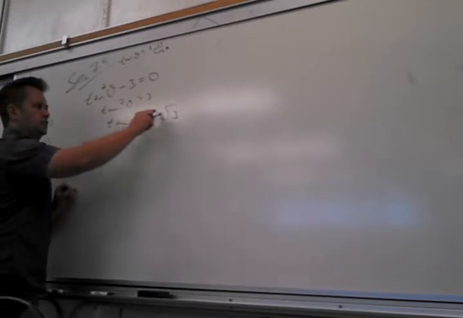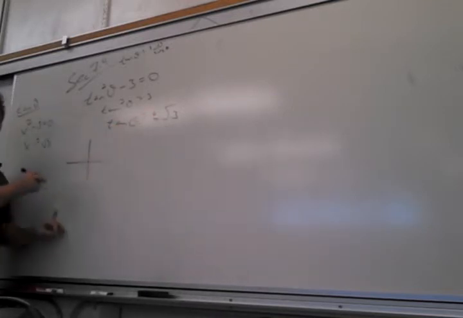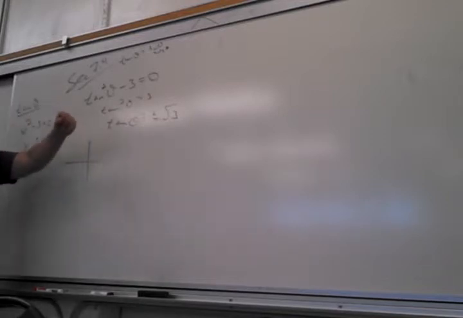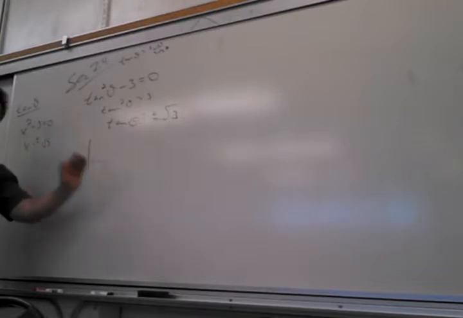Now, tangent theta is plus or minus root 3. So what quadrants will I be in? All 4. Oh, that's what you meant. But all 4. Right? Because it's plus or minus. It's positive here and here, and it's negative there and there, and it's all 4 of them.